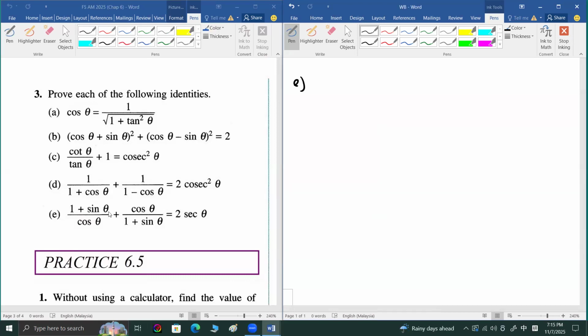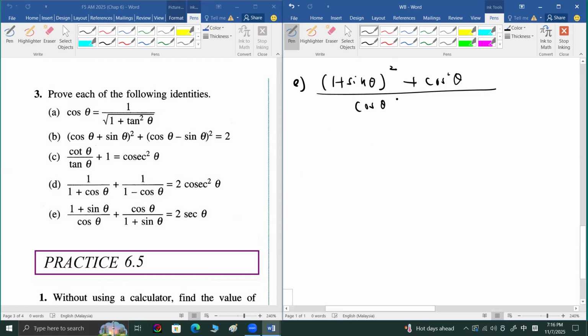Okay, Ray, look at my whiteboard here. To make it the same denominator, this one multiply with this, so square, okay? This multiply with this, so I got cos square. Then the denominator, I get cos theta times 1 plus sine theta. To get 2 secant theta, most probably I get 2. Secant is 1 per cos. I try to get this and see, yeah, class?